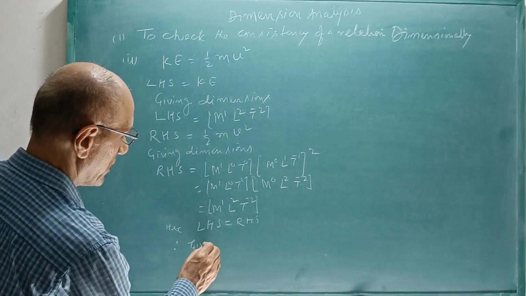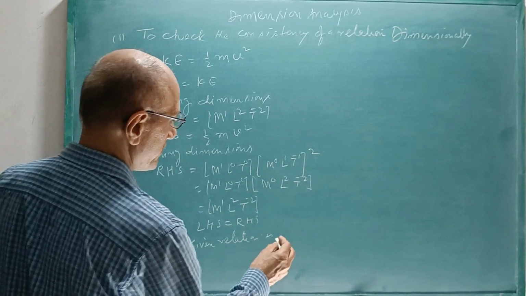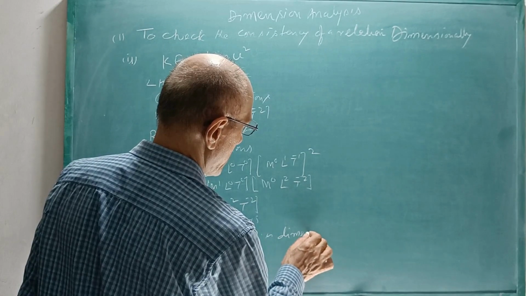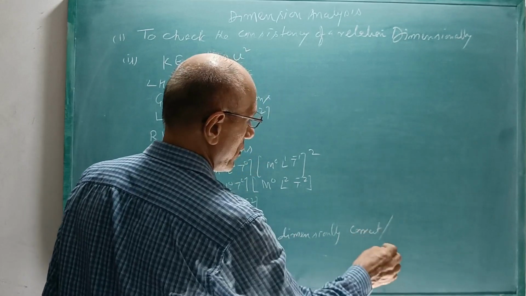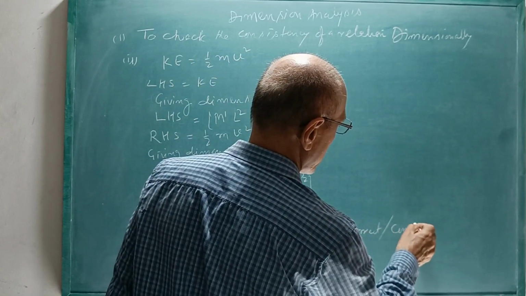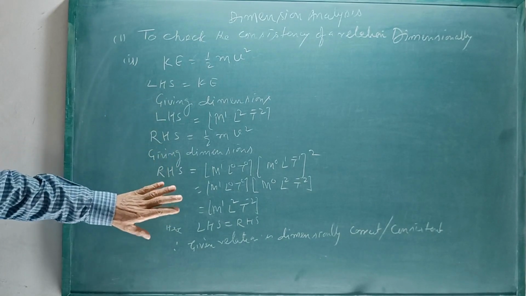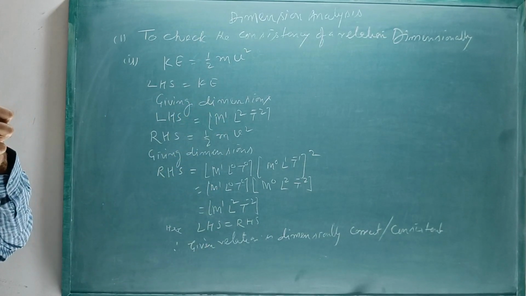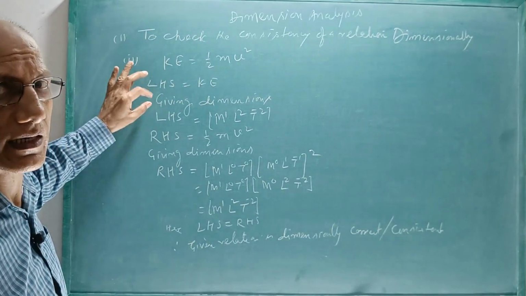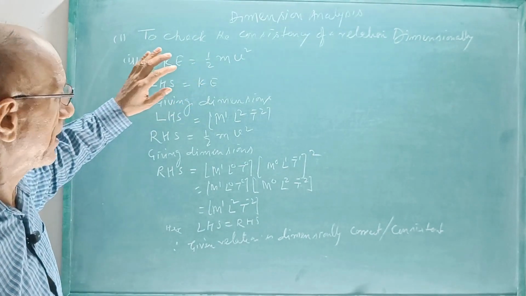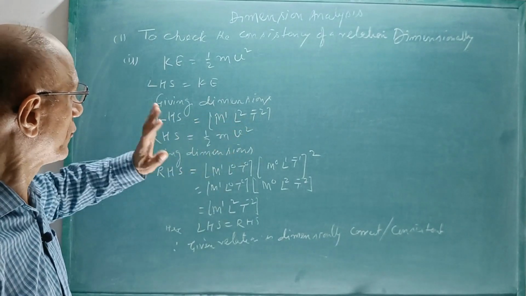Therefore, the given relation is dimensionally correct or consistent. Since LHS and RHS are the same, the relation is correct. Here you can see again LHS is equal to kinetic energy KE. The dimensions of kinetic energy are M1 L2 T minus 2. That is the same as that of the work, and work is F into D. So you can just get it.